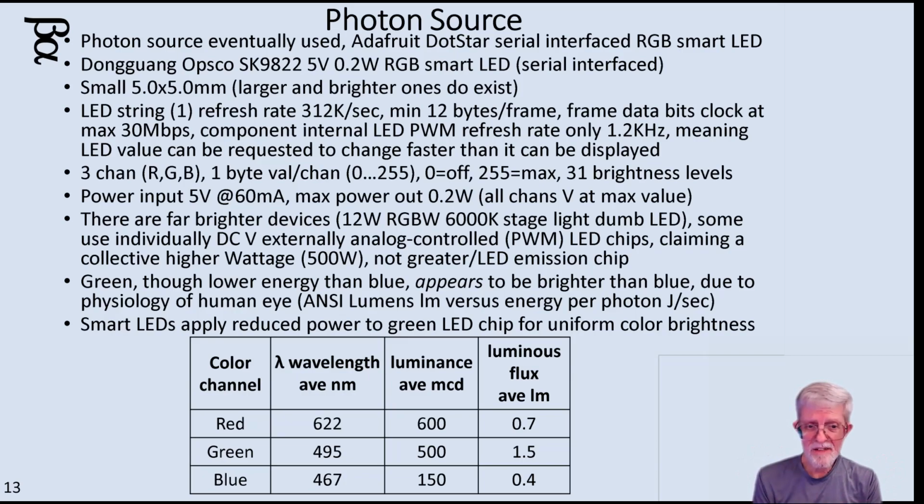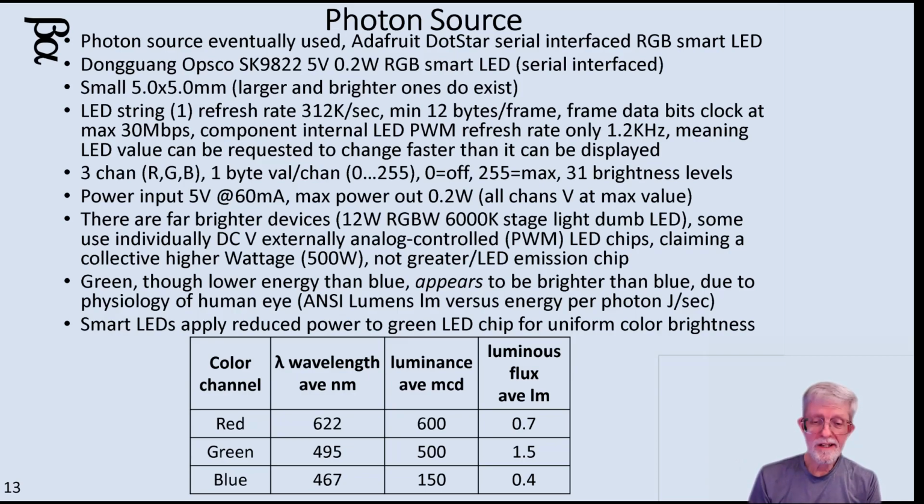So I can change the value of each of the red, green, and blue channels, and I can adjust the brightness of the chip, 31 different brightness levels from 0 to 31. So I said, I'll make it 31, nice and bright, and then I'll adjust the colors of them. It's powered by 5 volts. There are far brighter LED sources, but I didn't need to get involved in that. If I want to get up there, 12 watts is easily achievable.